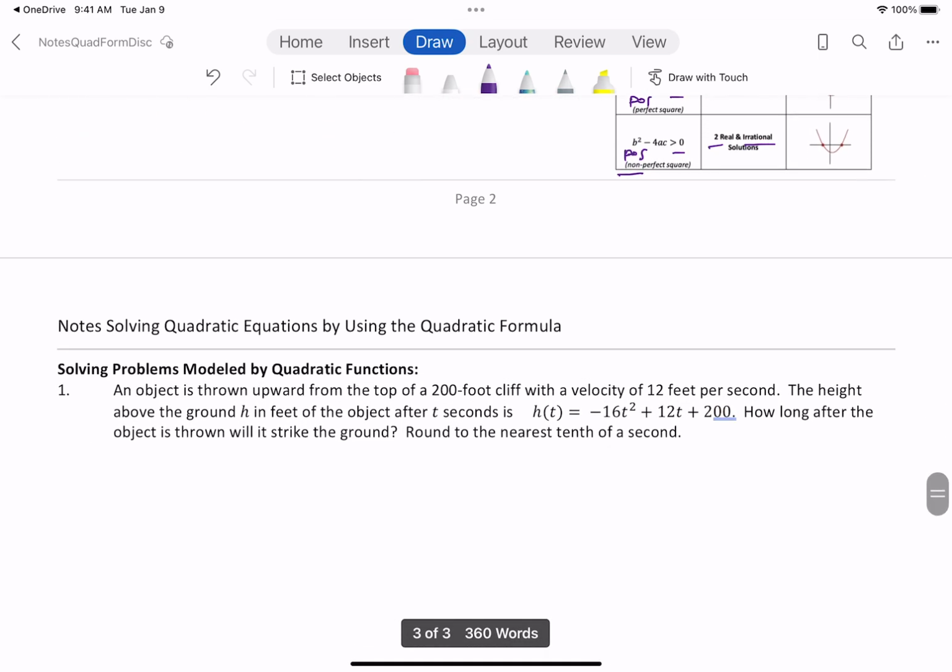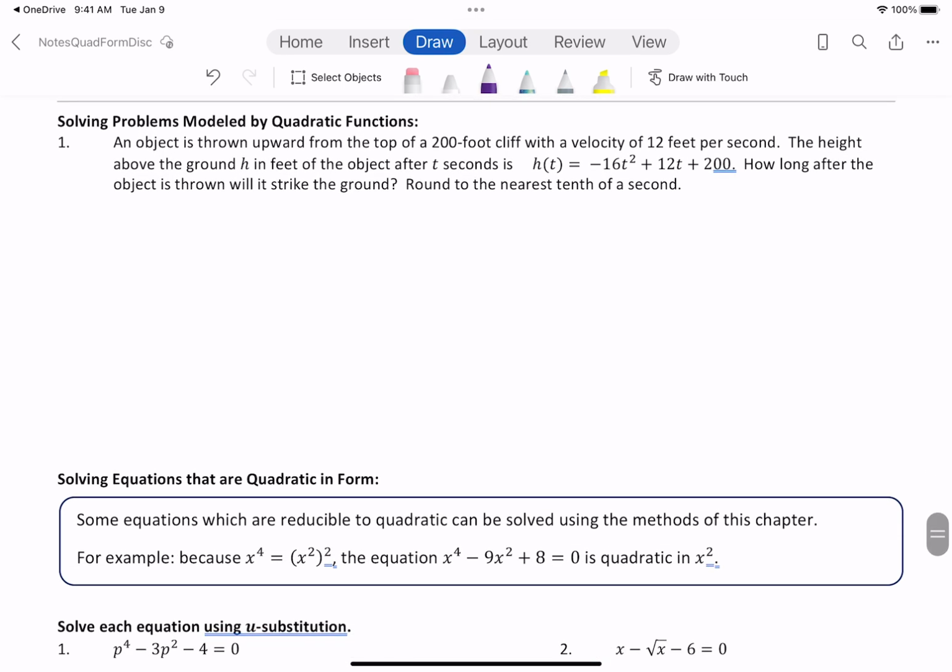So the next thing we're going to look at is a problem that is modeled by a quadratic function. And we've looked at one similar to this before. An object is thrown upward from the top of a 200-foot cliff with a velocity of 12 feet per second, and the height above the ground, h in feet, of the object after t seconds is given by this equation. It wants to know how long, so of course we're going to be looking for t, after the object is thrown, will it strike the ground?